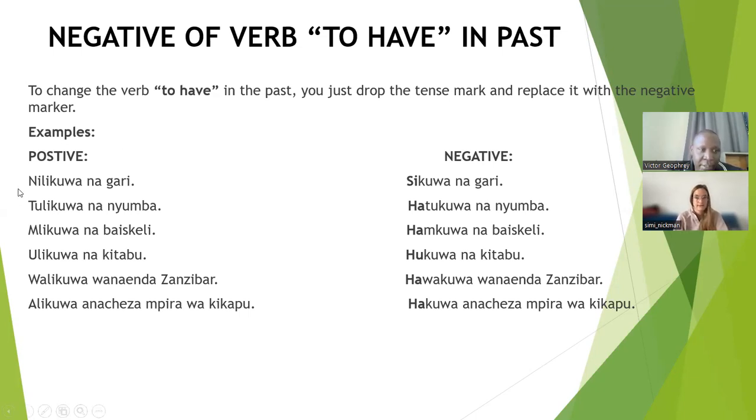Look at the first sentence here. Nilikuwa na gari. Ni is the prefix that stands for the pronoun, which is mimi, I. Li is the prefix for what? For past tense. It's a tense marker, okay? Then kuwa is the verb to have. So what do we do? Nilikuwa na gari becomes sikuwa na gari. The other words, kuwa na gari, remain the same. The only thing we dropped is ni and li, and we put the negative marker, which is si.